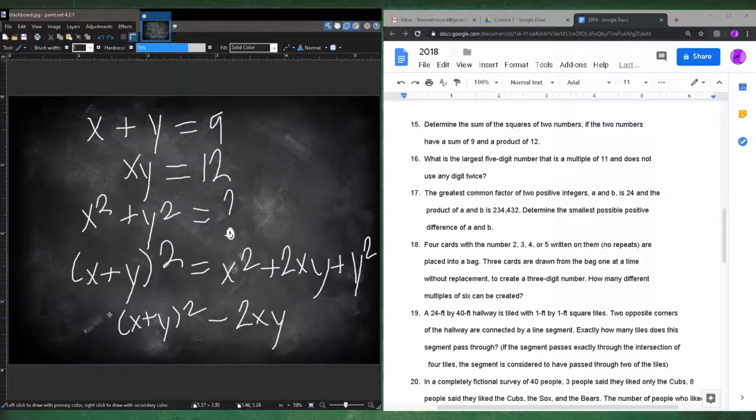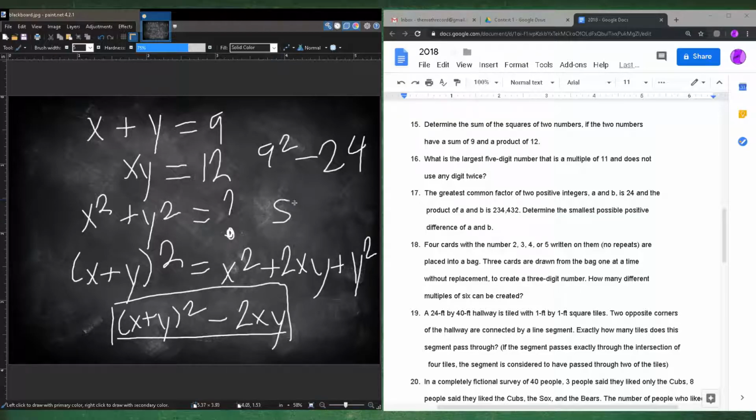So technically, we already know these numbers. We don't have to look for them. We have x plus y, which is 9, so it's just 9 squared, minus 2 times x times y. We know x times y is 12, so 12 times 2 is 24. So it's just minus 24. So 9 squared, which is 81, minus 24 is going to be 57. So it's basically just that simple.